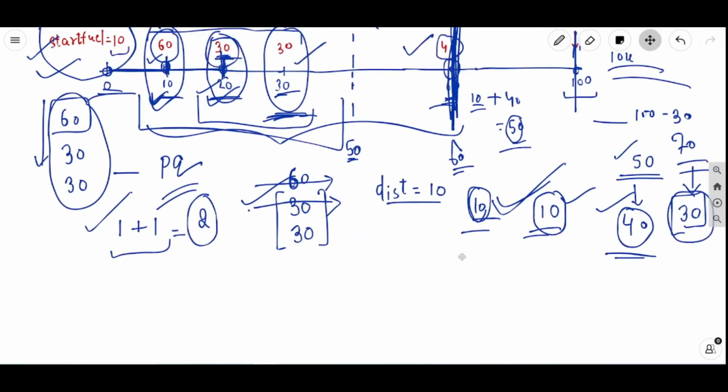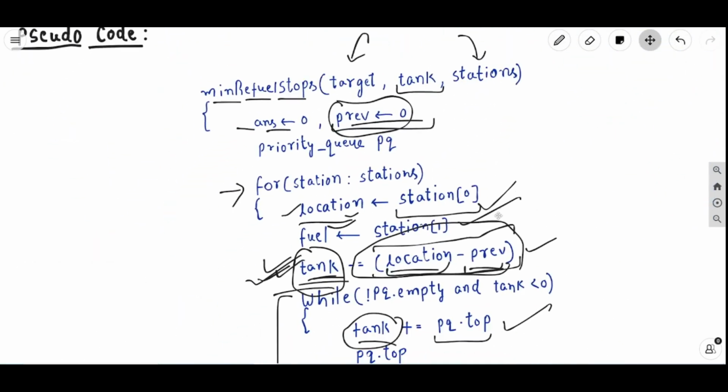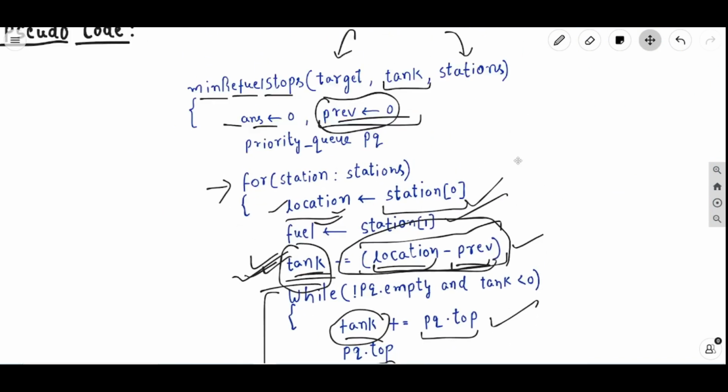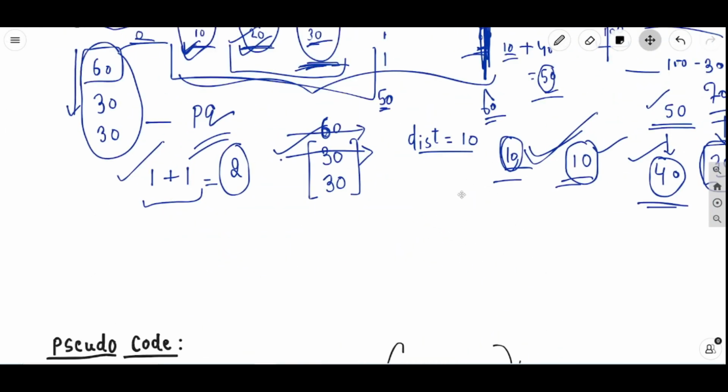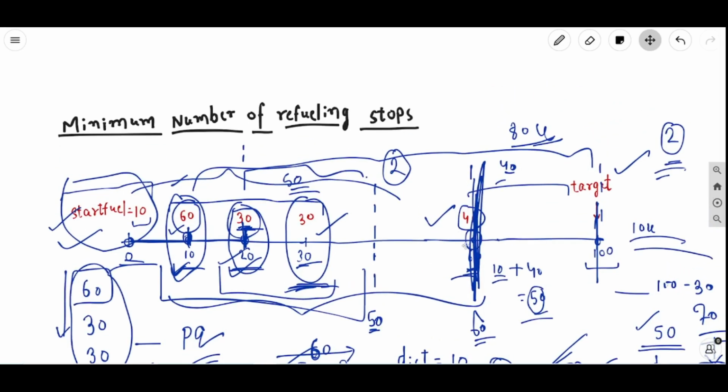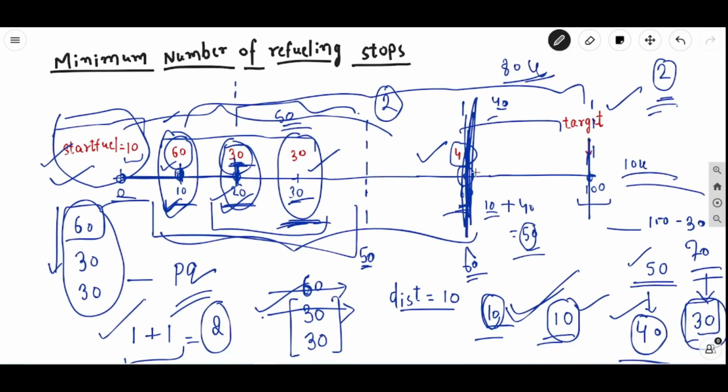and just try to absorb this algorithm, how a priority queue is used to solve this problem, because there are a lot of patterns which are based on this problem. Okay, so let's just jump to the code implementation part.